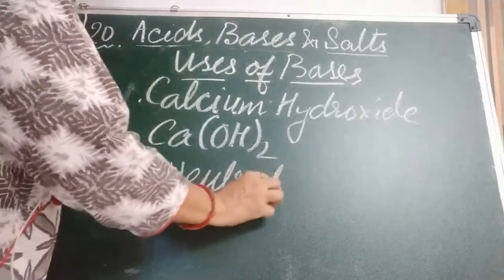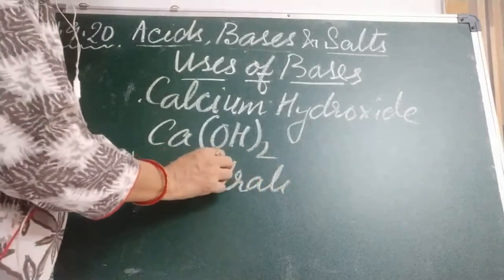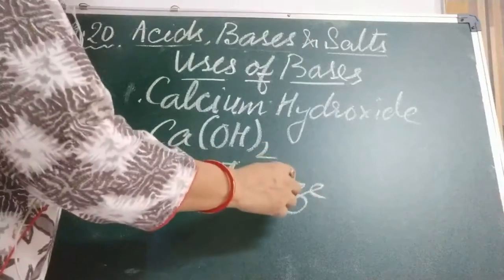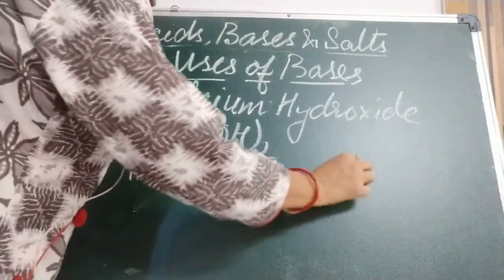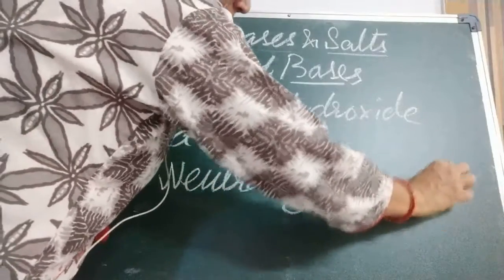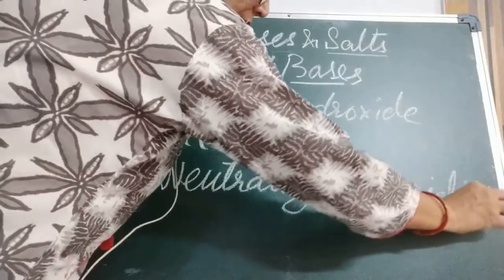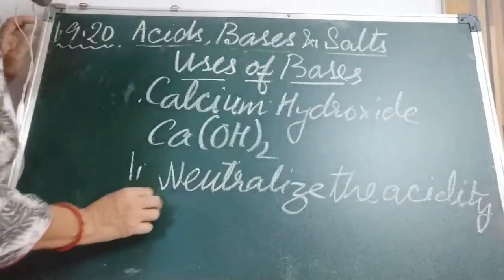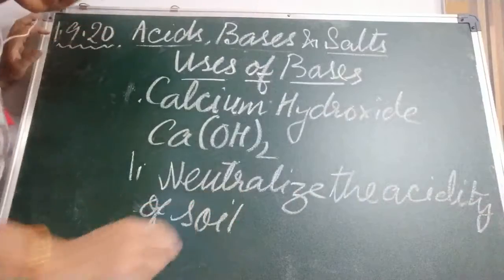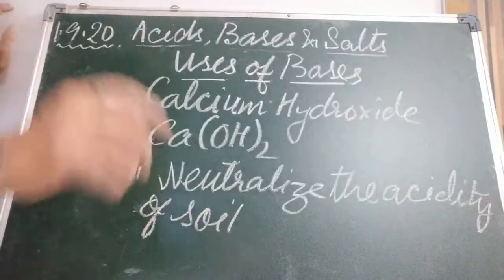Children, neutralize, what is the meaning of neutralize? It means to make anything neutral. Neutralize the acidity of soil. What does this mean? Acidity of soil. Children, what happens during acid rain?